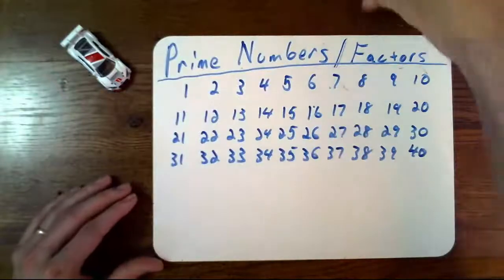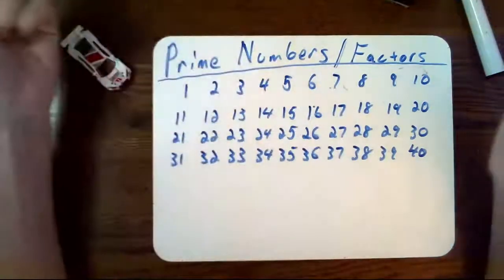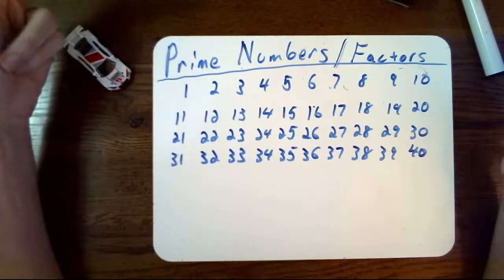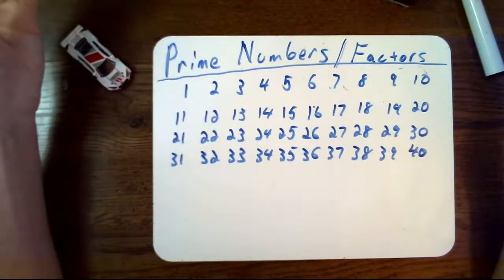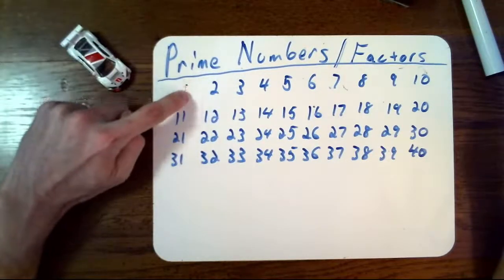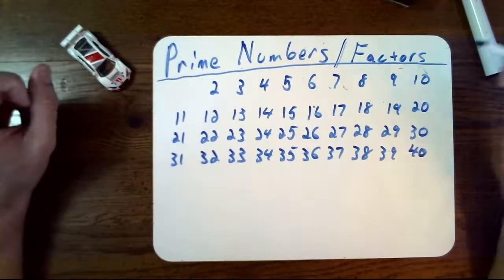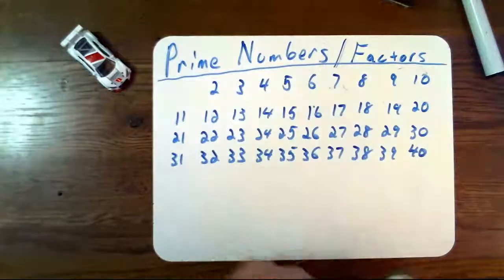So a prime number is a number that can't be divided by anything except 1 and itself. So, for all intents and purposes of Math 910, 1 is not a prime number. Don't count 1. So what's the next number? 2. Actually, I'm going to do this in red.